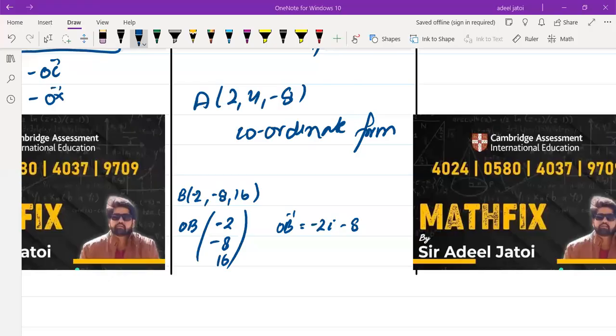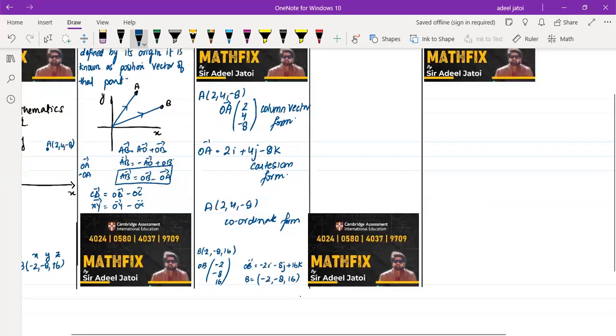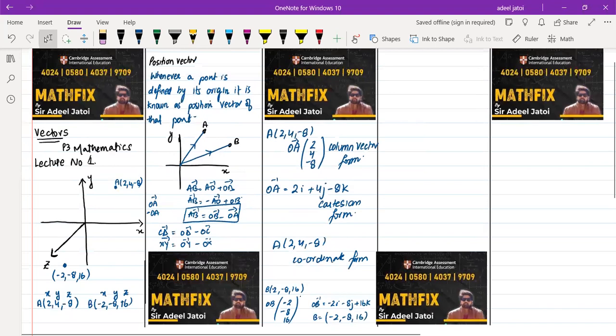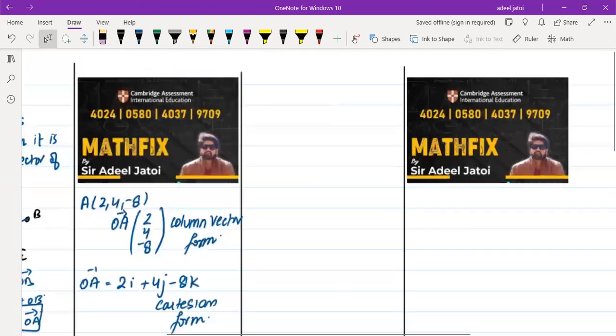So let's just say that the Cartesian form will be minus 2i minus 8j plus 16k, and the coordinate form will be minus 2, minus 8, and 16. So this will be your coordinate form for any particular coordinate: your Cartesian form, your column vector form, and the coordinate form.